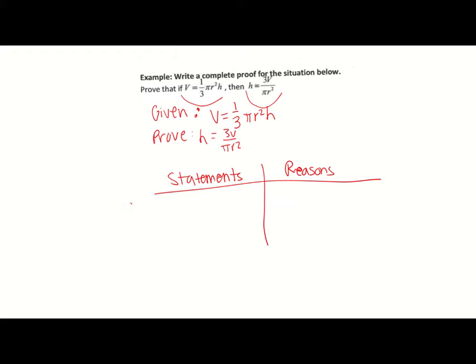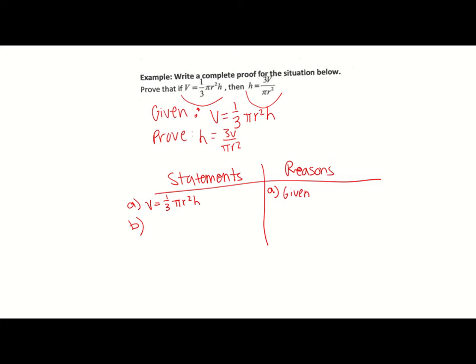My first statement is always the given information. So all I need to do is copy that down. I have v equals 1/3 pi r squared h. My reason is it is given. Okay, so I'm trying to get h by itself. So I need to get everything else away from h. So if I have my 1/3, I want to move that fraction over to the other side.